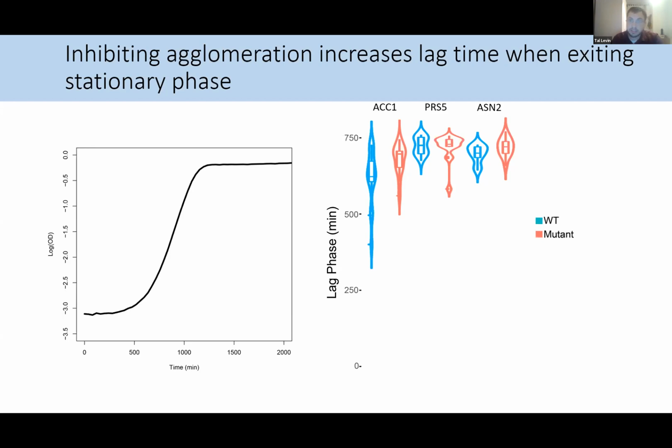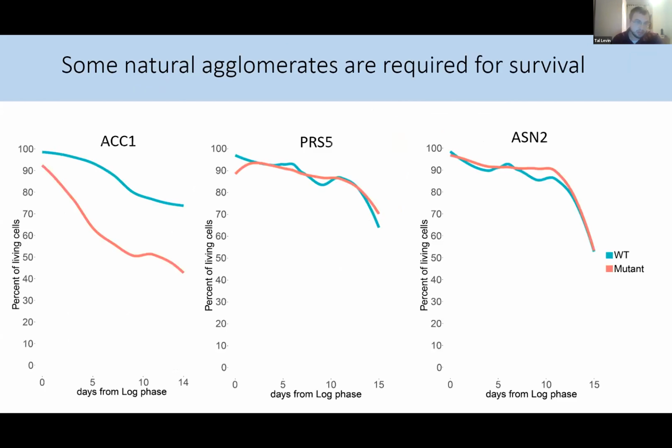Now we wondered what causes this difference. We thought maybe it's the fact that cells could die if they don't have these agglomerates. So in order to test this, we ran death assays, where we took both the wild type and the mutants and kept them in stationary phase and in the same media. And each day we took the same volume and imaged it after staining for dead cells. We see here that in ACC1, there is a big difference between the wild type and the mutant, both in the beginning and over time. We see many more dead cells in the non-agglomerating mutant. On the contrary, in both PRS5 and ASN2, we see very similar pictures between the agglomerating and non-agglomerating mutants.